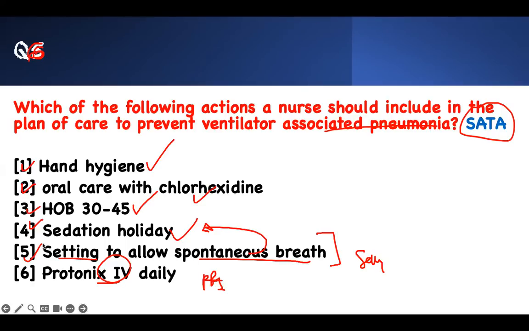This is the end of it. Showing you how the critical care portion of your test can be very important. I hope you gained something.